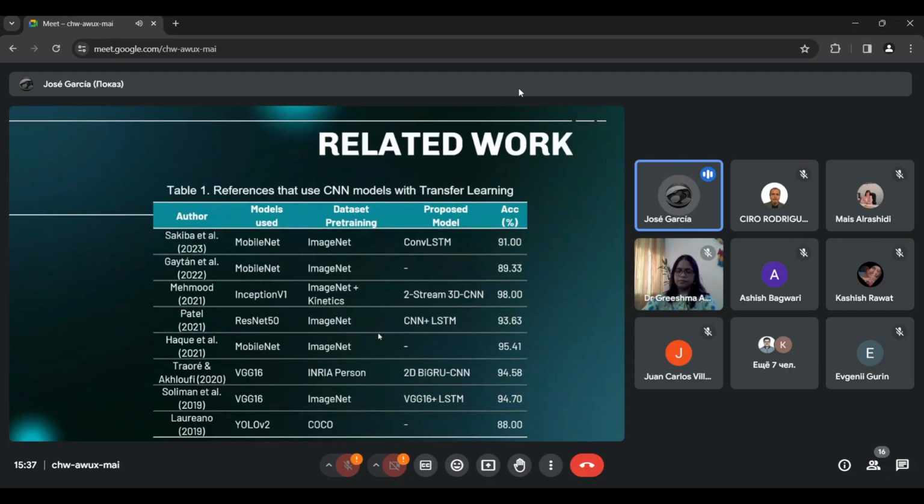This author proposed a new model called CONS LSTN, with accuracy of 91%. Can we see other authors? We studied more or less 8 authors. Can we see table 1? Our study of the state of the art.